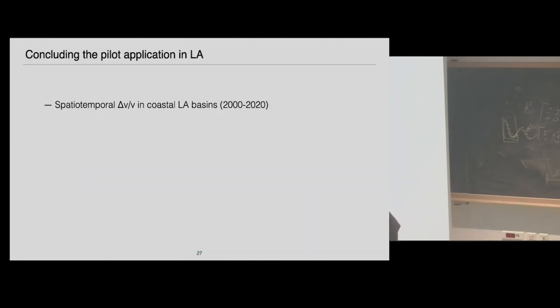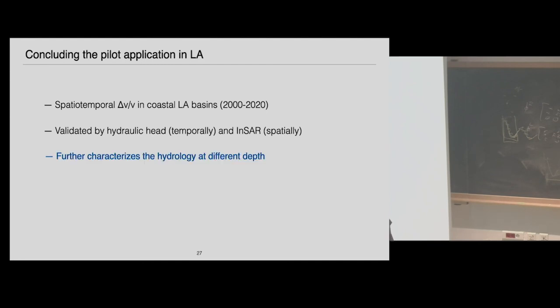Okay, to conclude this LA pilot study, we show that we can measure the space-time evolution of delta V over V, and this measurement is validated by the hydraulic head for the temporal changes and InSAR for the spatial changes. Also, compared to the traditional measurement from geodetic techniques, we further characterize the hydrology at different depths. In addition, based on the spirit of science to solution, from knowledge to action, dV over V can be a new independent way for assessing groundwater storage and management.